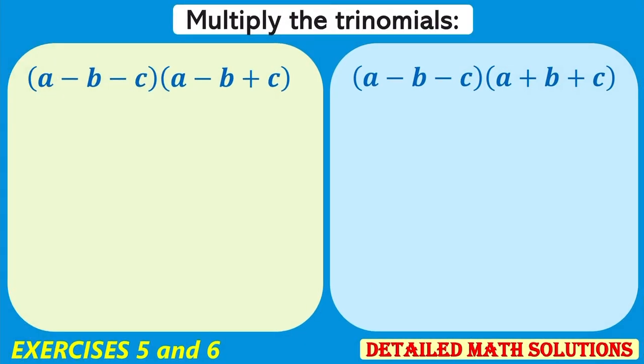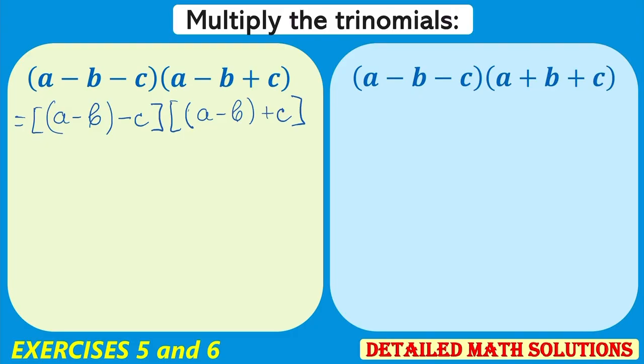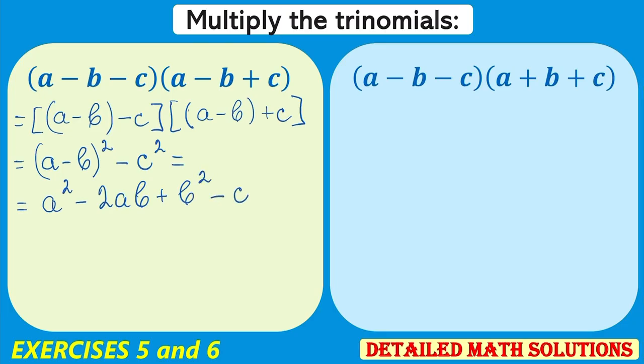Next exercise. Multiply the trinomials (a − b − c) and (a − b + c). This equals [(a − b) − c] multiplied by [(a − b) + c]. This equals (a − b)² − c². This simplifies to a² − 2ab + b² − c².